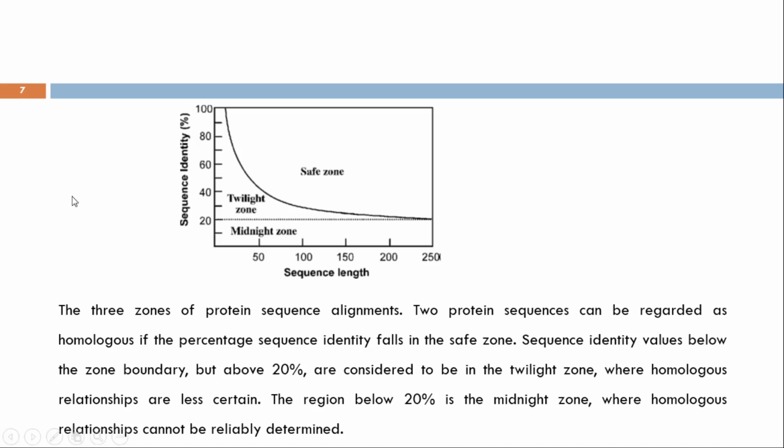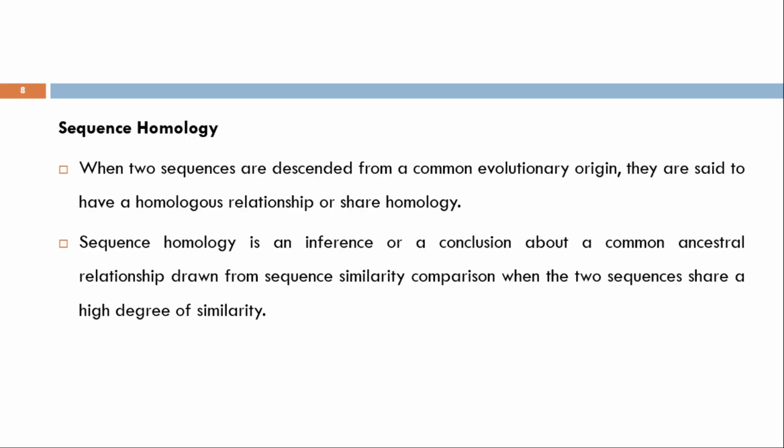Let me help you. So your dot will come here. So that is again the twilight zone. So again you can't say they are homologous. And in the midnight zone, this is known as midnight zone. If your dot comes under the midnight zone, it clearly indicates that it is damn sure that two protein sequences are not homologous at all, right? So whenever you have to say that two protein sequences are homologous or not, you have to follow this particular diagram. All right. So I think it is clear to you.